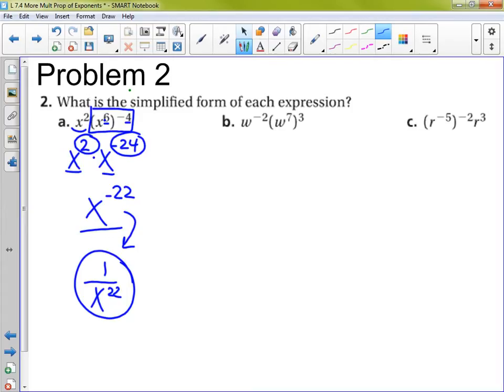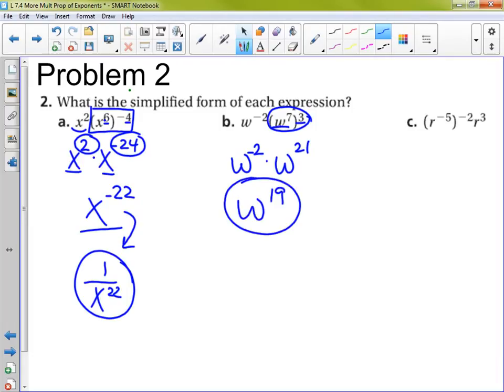So very similar in part B. w to the 7th raised to the third power. You multiply 7 times 3 to get w to the 21st. And that's being multiplied by w to the negative second. Negative 2 plus 21 is 19. So it's w to the 19th power.